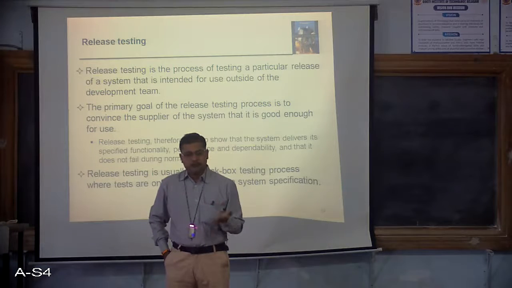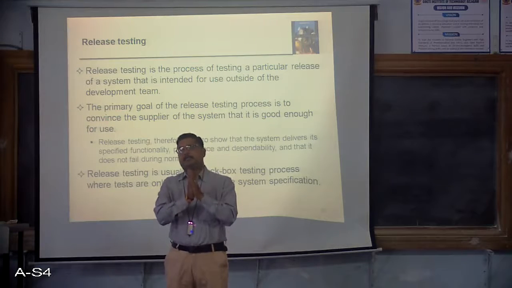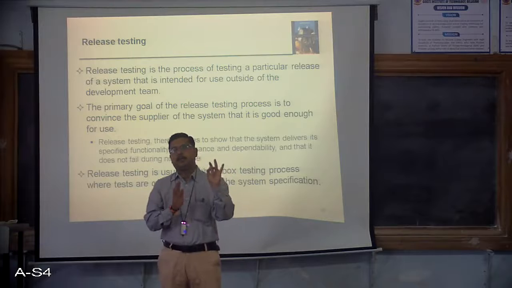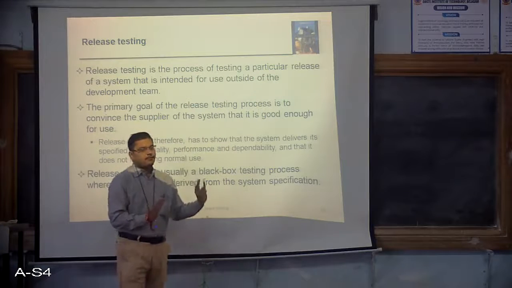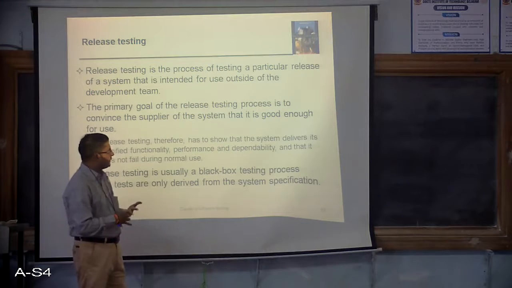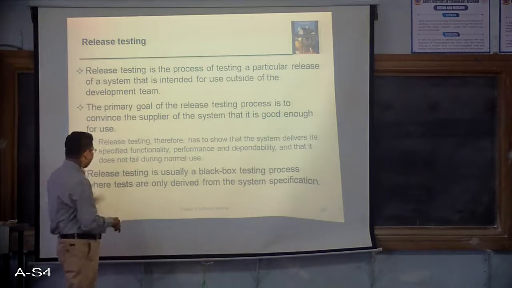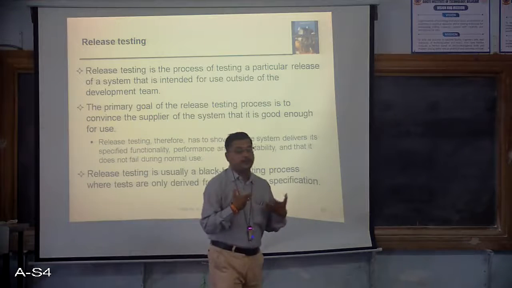What inputs we are going to provide and what results or outputs it is going to produce. Based on these two points, one with respect to functionality and the other depending on input and output, we are going to check the product's stability. That's why we use a black box testing process, where tests are only derived from the system specification.